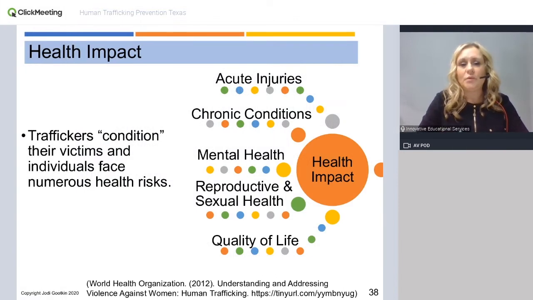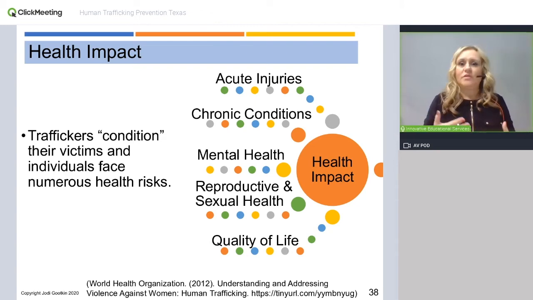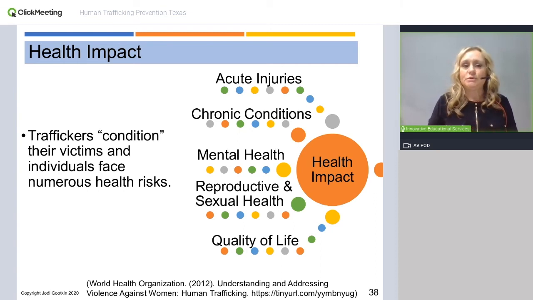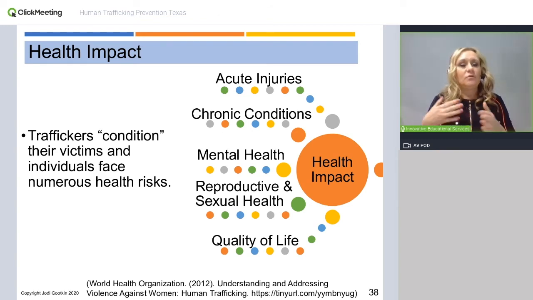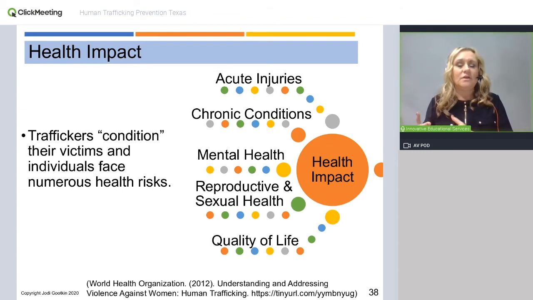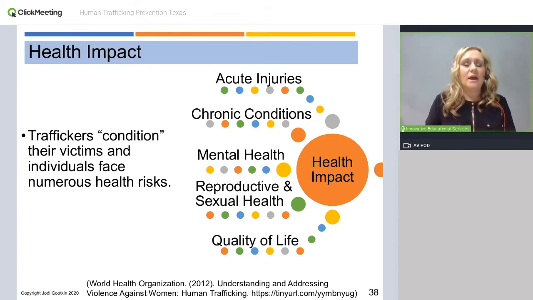As we're working with our patients, we need to evaluate them for the healthcare services that we are providing, and we want to be mindful, particularly for individuals who are victims of human trafficking, that if we're treating them as a survivor, we consider all of the different health impacts from their time of exploitation, so that we can address comprehensive care.